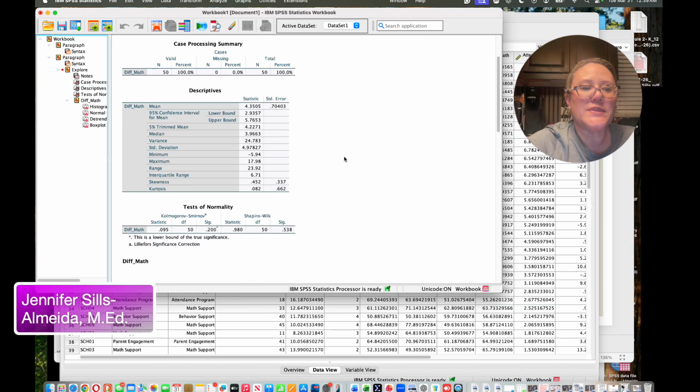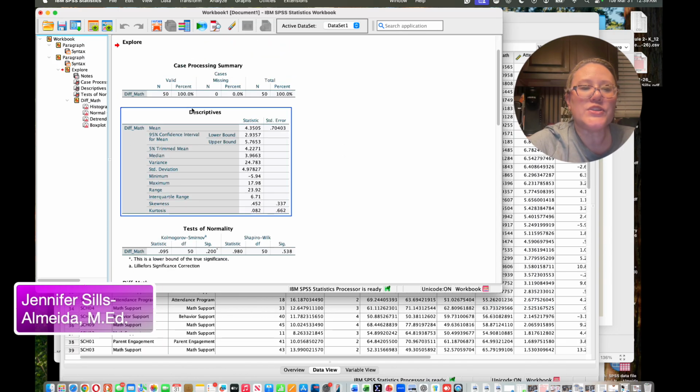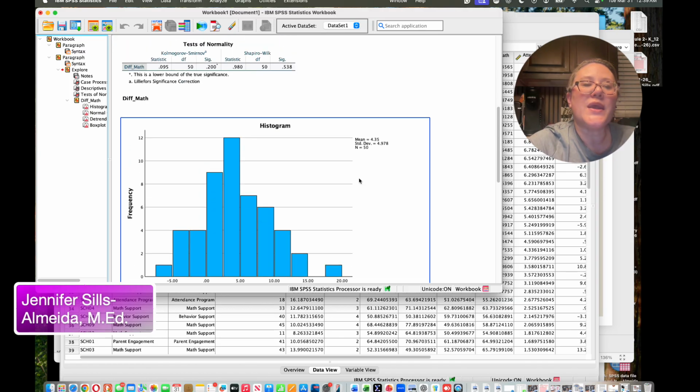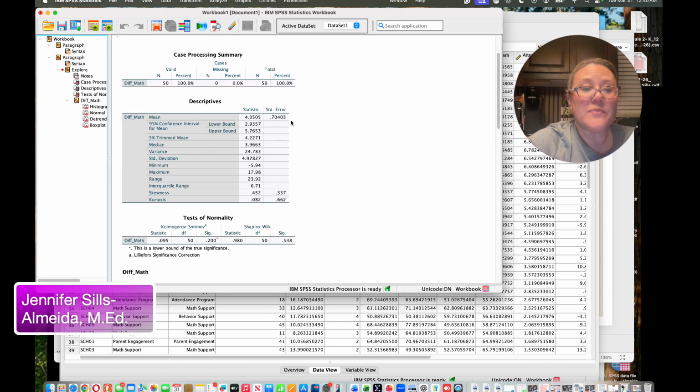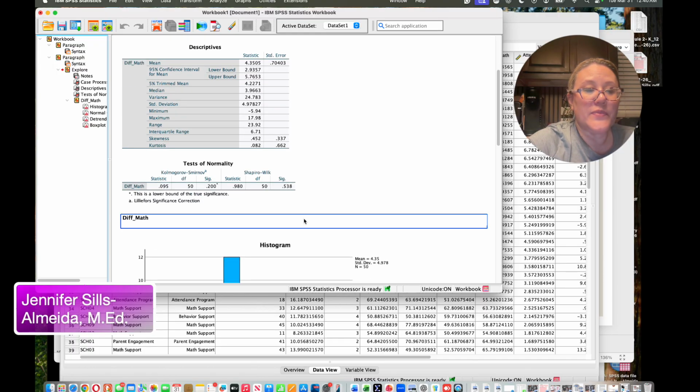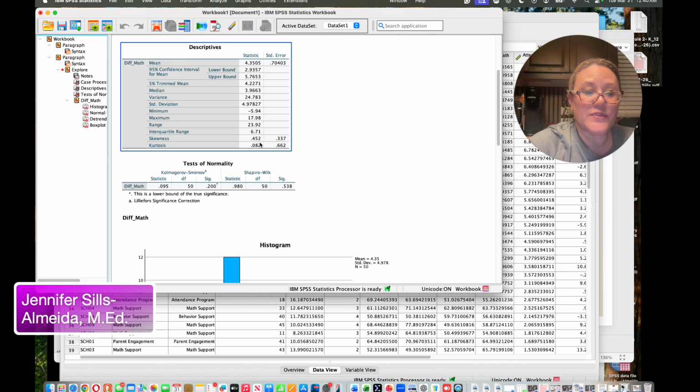Okay, so the Explore output. What we have is it's just talking about the descriptives right now. As you can see, this is the number of people. Over here for the diff math, again we're looking at the math scores and the difference for the people that had those. Over here, you'll see the N is equal to 50. We see the mean is 0.70 with a standard error. We see the skewness is 0.452.